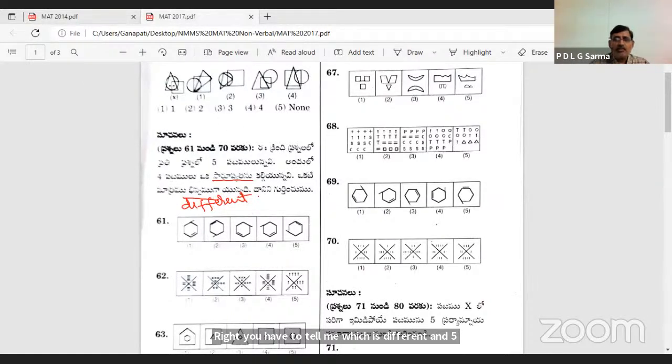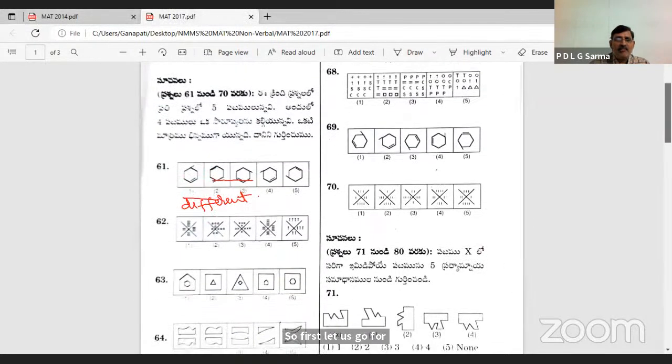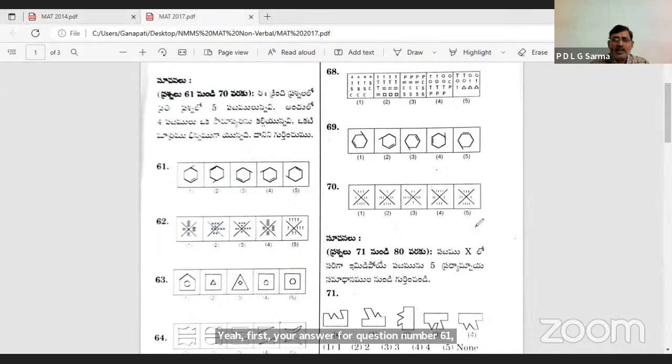So first, let us go for question number 61. Yeah, first your answer for question number 61. Why do you say that you can see that in every figure you can see the line outside? Here you just focus on the orientation.